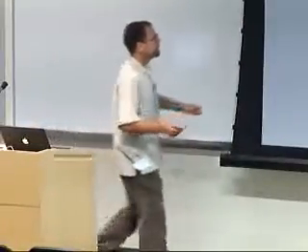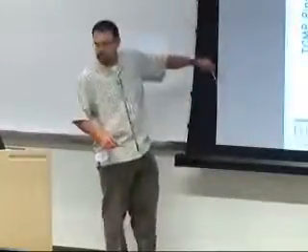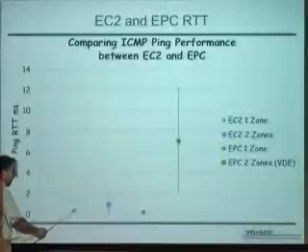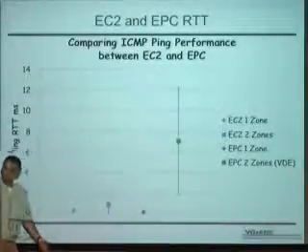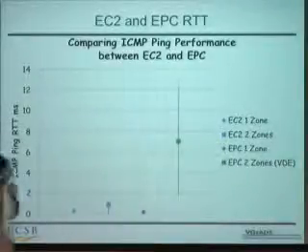So, right. Okay, this is ICMP ping round trip time. Smaller is better here, right? So this is milliseconds, so you want lower. EC2 1 zone, EC2 2 zones, again, what you'd expect, 95% confidence bounds.